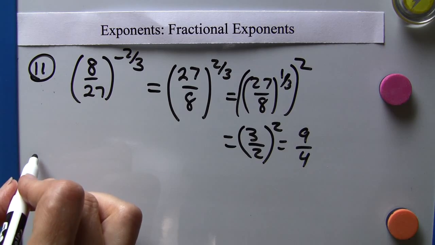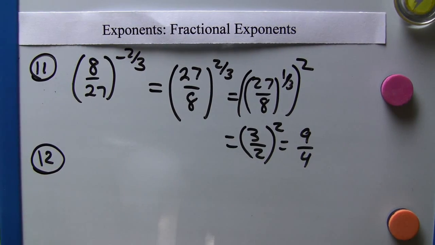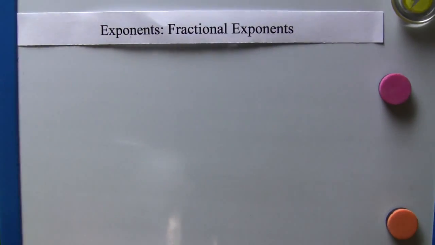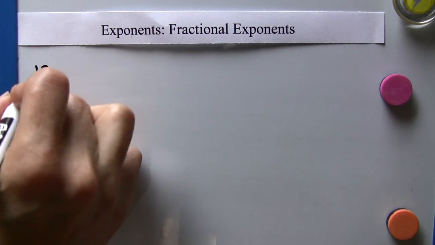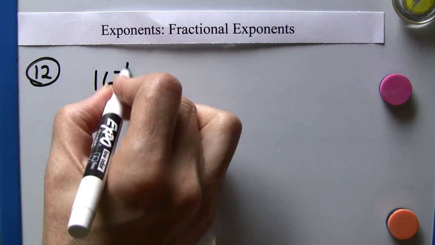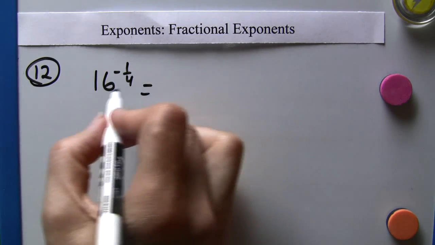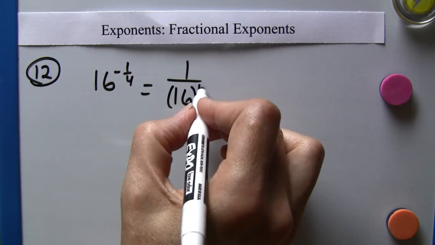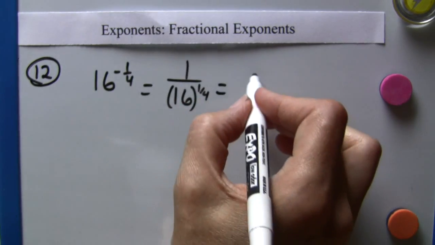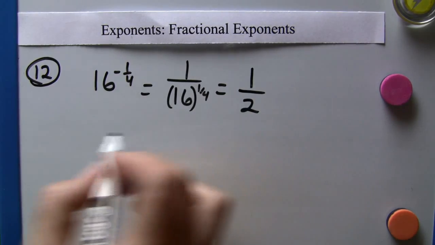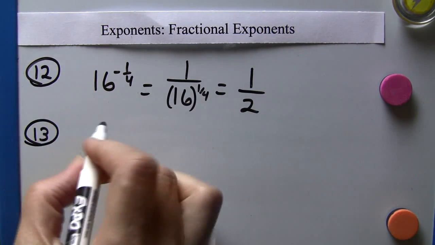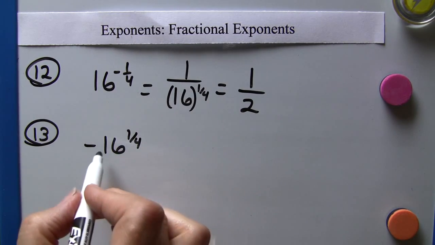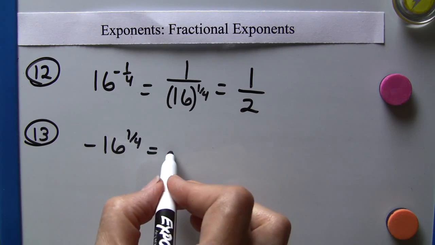Let's see, 12. Now I'm going to do 12, 13, and 14 all together if I can squeeze them in. So let's look at some special cases here. We have 16 to the negative 1/4. I just did a negative exponent. This means we can go 1 over 16 to the 1/4. That clears the negative exponent. Well, the 4th root of 16 is 2, so the answer is a half. We have negative 16 to the 1/4, however. This negative sign is not attached to the 16, so that's opposite 2.